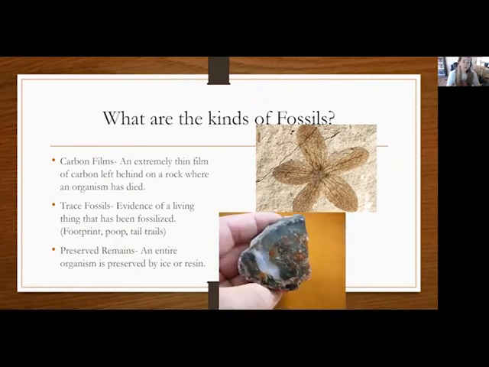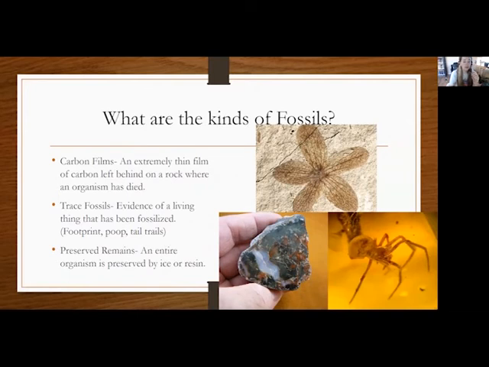Next is called a trace fossil. This is evidence of a living thing that has been fossilized. It doesn't actually involve the living thing being fossilized at all. So footprints are really common trace fossils, as are tail trails and poop. This image here is called coprolite, and that is fossilized poop.